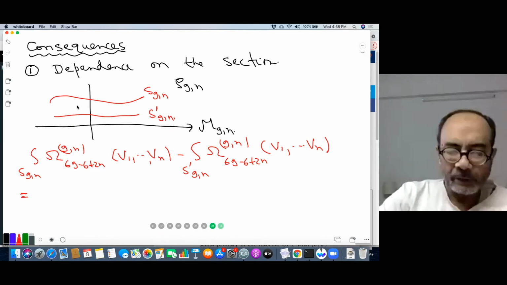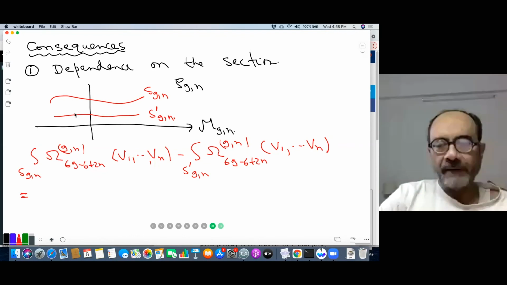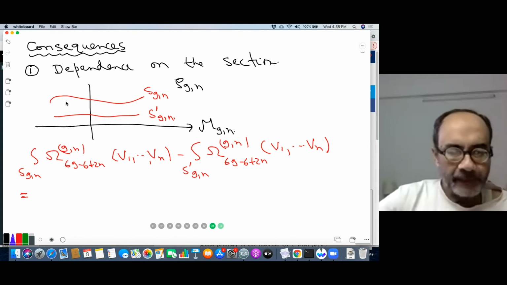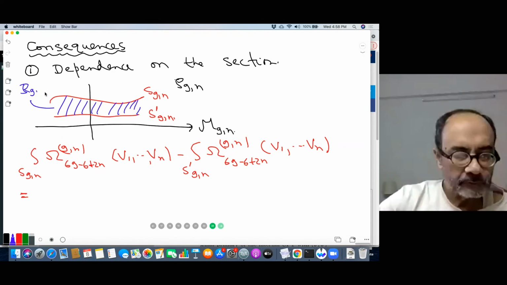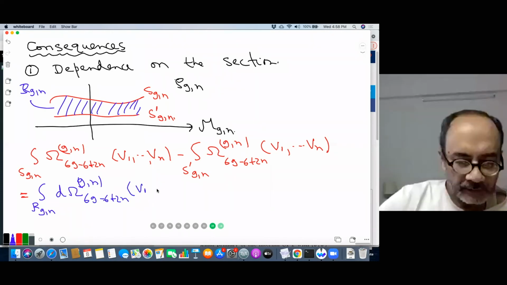This subspace is not unique in higher dimension. Here it looks like it's unique, but in general, if you have, say, in 3 dimensions, 2 different curves, you can fill the space between the 2 different curves in many different ways. But it doesn't matter. Pick one way to fill this gap and call this RGN. Then I can write this as the integral over RGN of T omega GN, 6g minus 6 plus 2n, P1 to Vn.